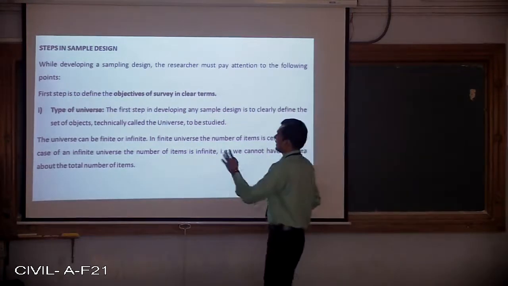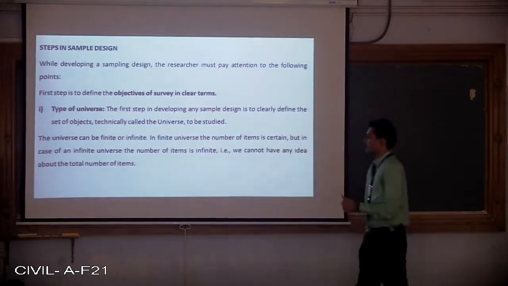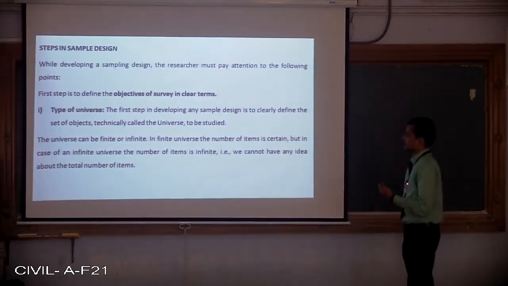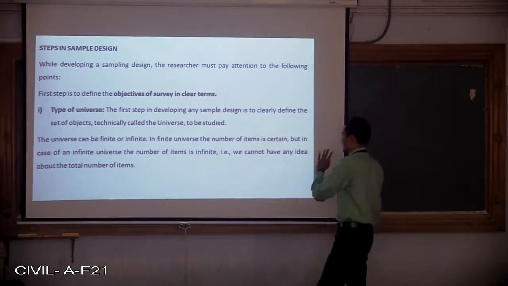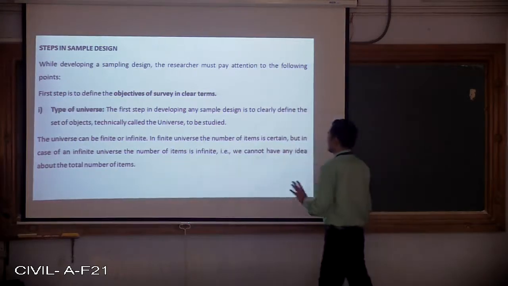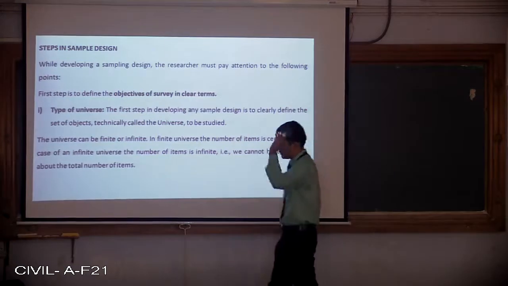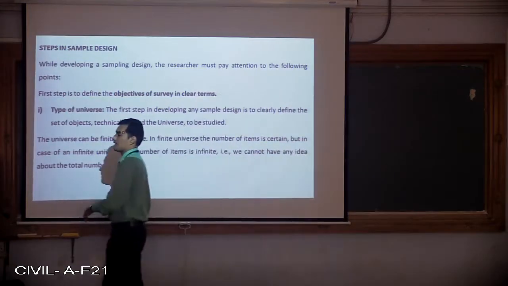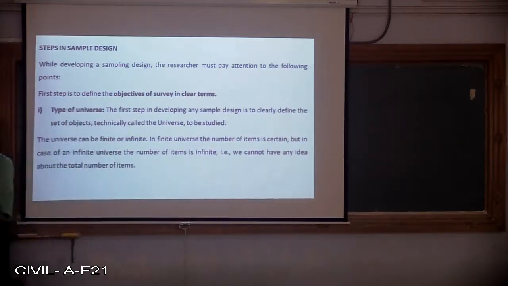The universe can be finite or infinite. In the finite universe, the number of items is certain, but in case of an infinite universe, the number of items is infinite. We cannot have any idea about the total number of items at the initial stage. So that is why it is bifurcated as finite and infinite.